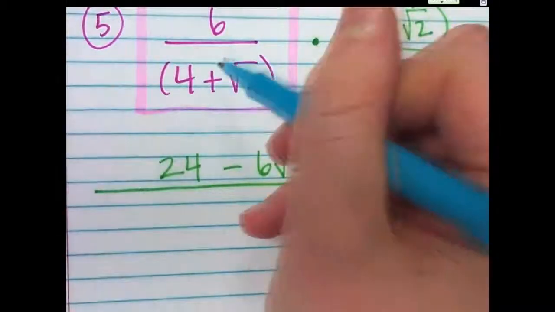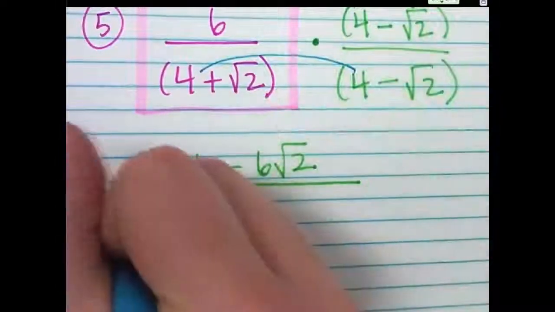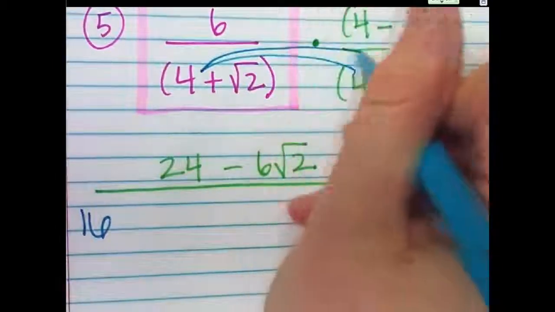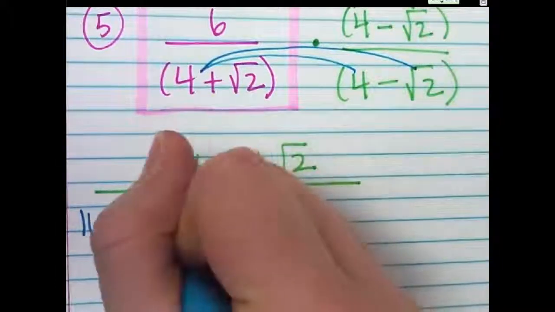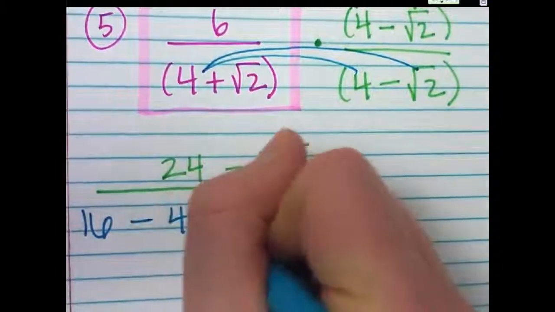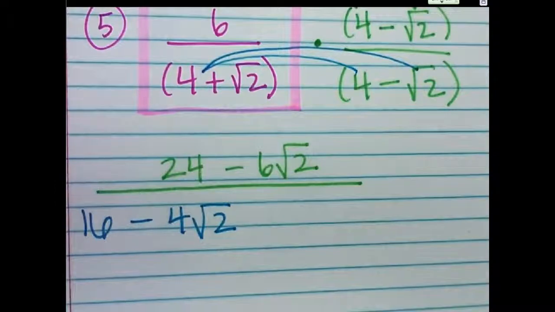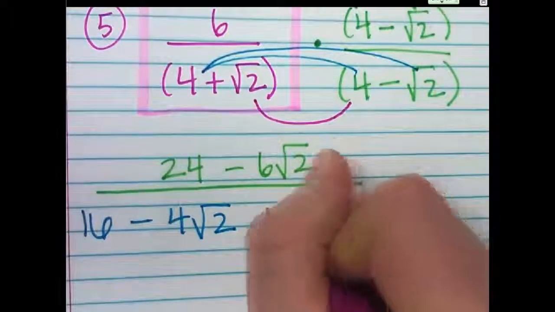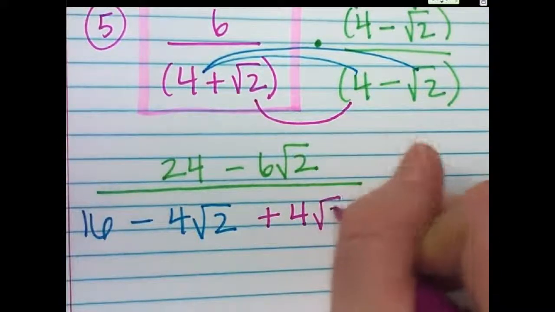So let's start with the 4. 4 times 4, 16. Now, yesterday, some of you were missing the signs on the foiling, so be careful. It's 4 times negative square root 2. So negative 4 square root 2. Then I move to the square root 2. Now the positive square root 2 times the 4. So positive 4 square root 2.